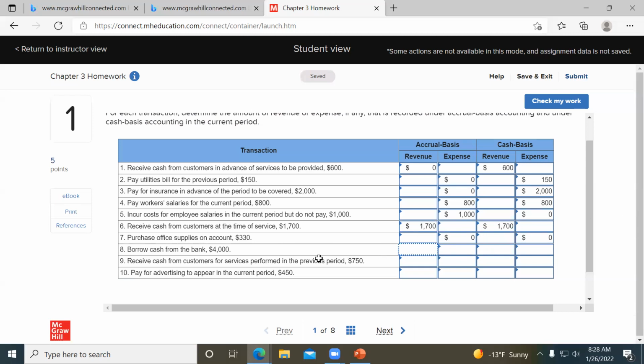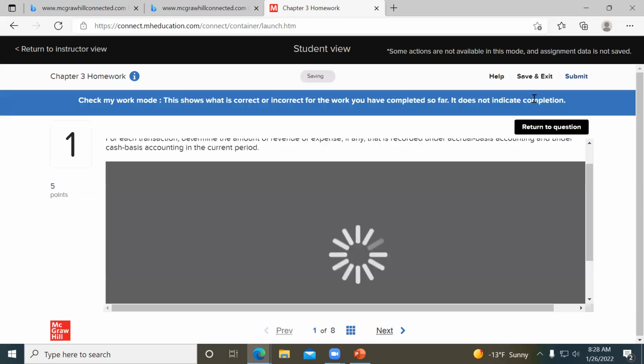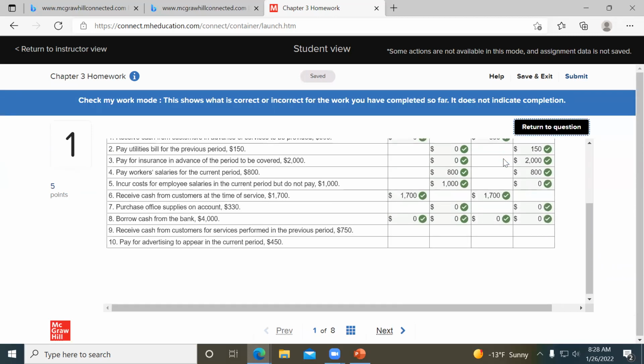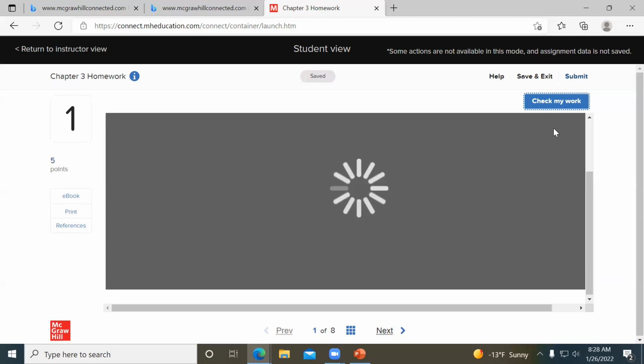Number eight, borrow cash from the bank, $4,000. That's nothing, right? No. Because what we're looking for here is revenues or expenses, right? Or maybe they just want us to keep it blank. I was okay to just do zeros there.